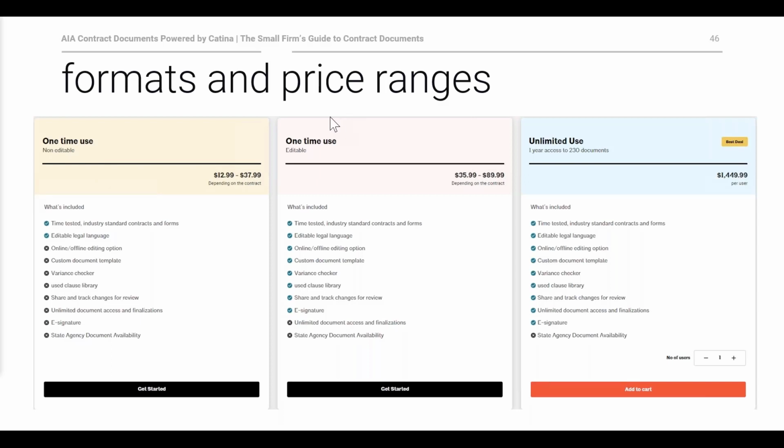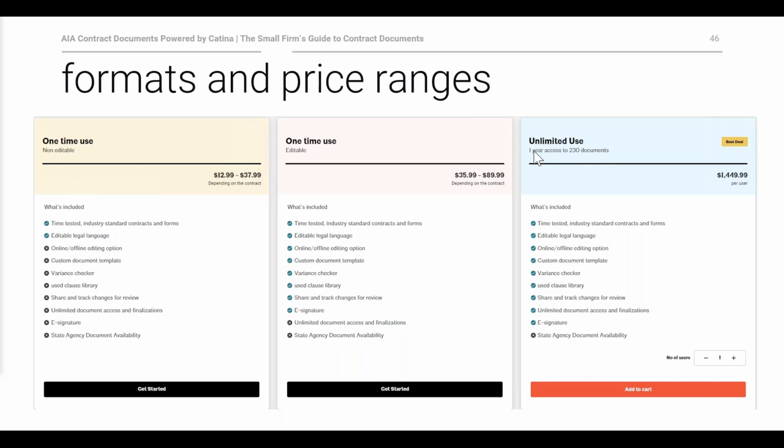We also have a customizable single document. This would be our one-time use editable option. And basically what you can do is you can finalize it one time. It does allow you access to our online service where you can edit the legal language, change any project details, but you can only finalize that document one time into that locked PDF.